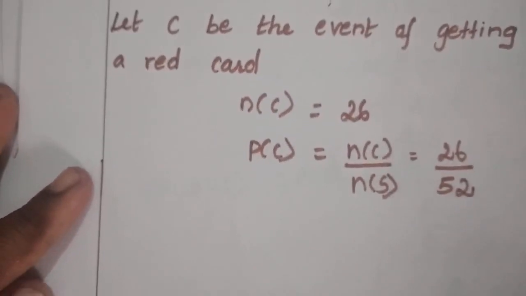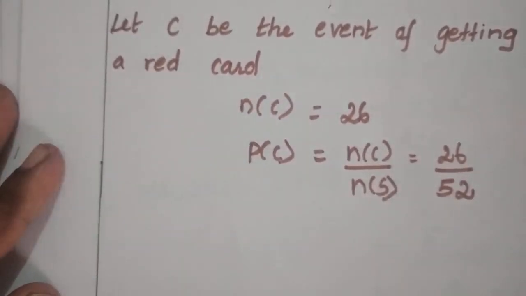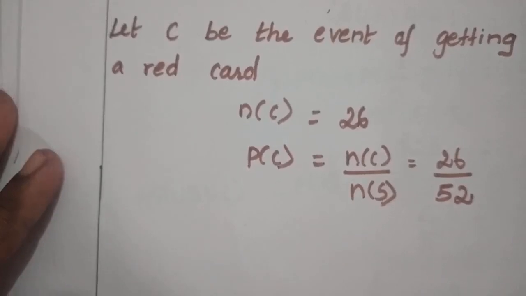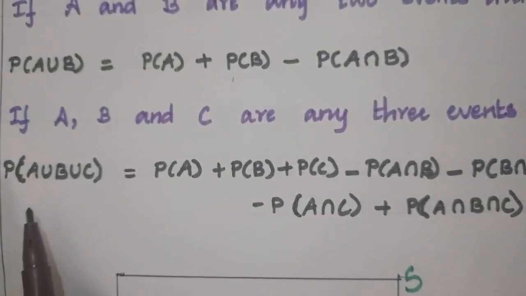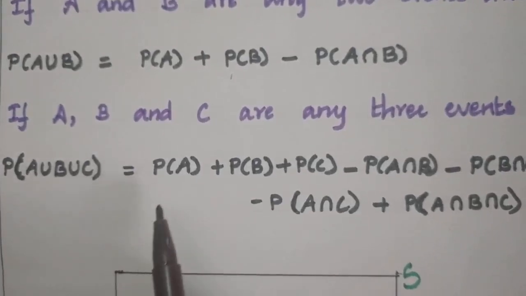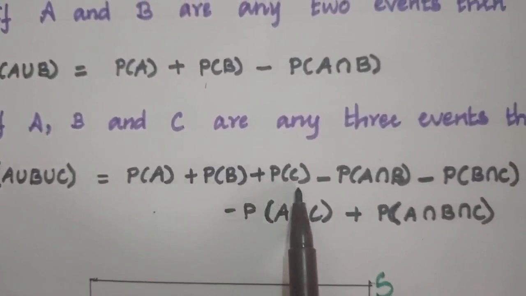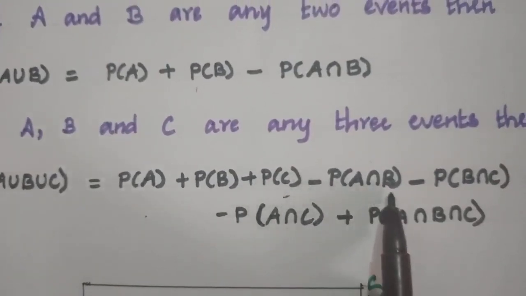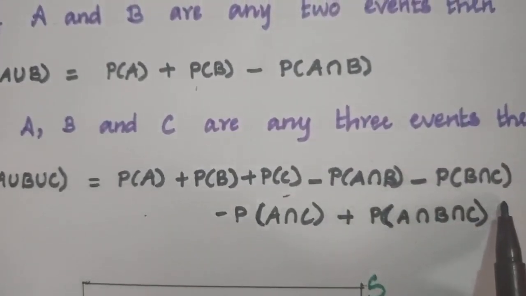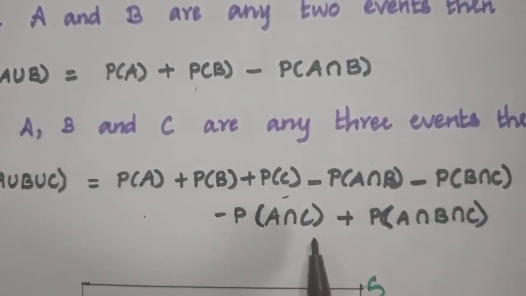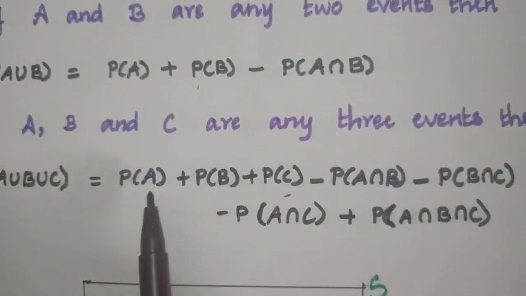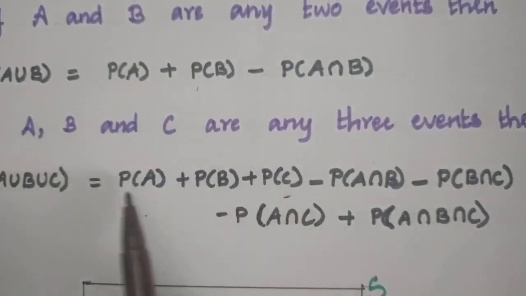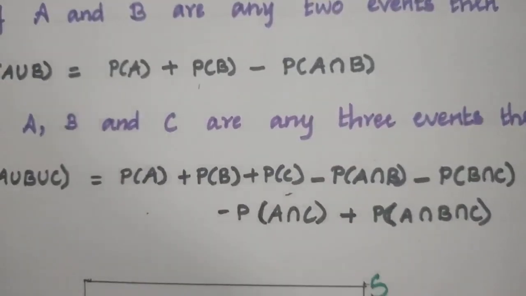The next step, based on the formula, we have to find P of A intersection B, because this problem is based on the formula P of A union B union C is equal to P of A plus P of B plus P of C minus P of A intersection B minus P of B intersection C minus P of A intersection C plus P of A intersection B intersection C. So we found the value of these 3. Now we have to find the remaining 4. First we have to find P of A intersection B.